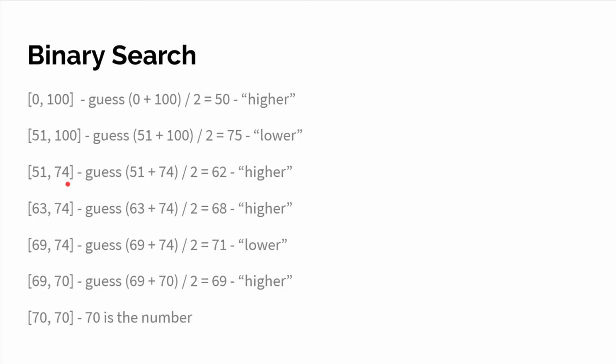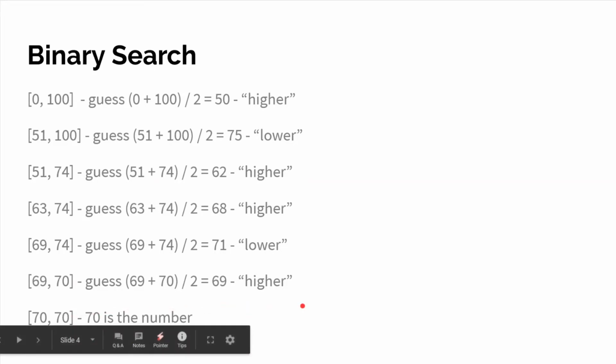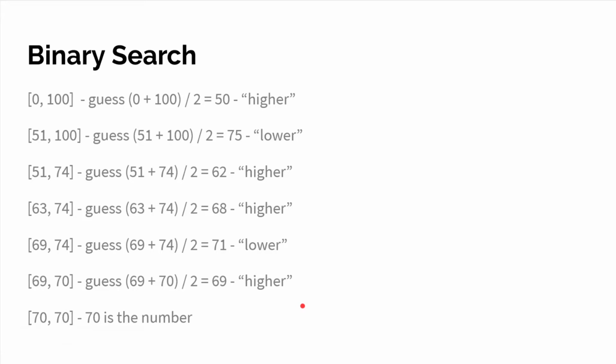And basically, you just divide in half over and over again until you reach a range of exactly one number, which would be the number that I'm thinking of. So in this way, we can guarantee that you find my number in 7 or fewer guesses, no matter what number I pick between 0 and 100.